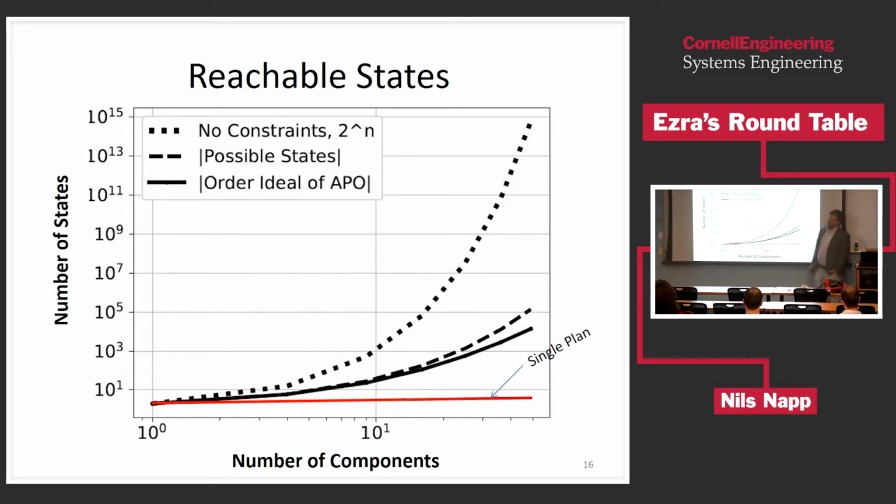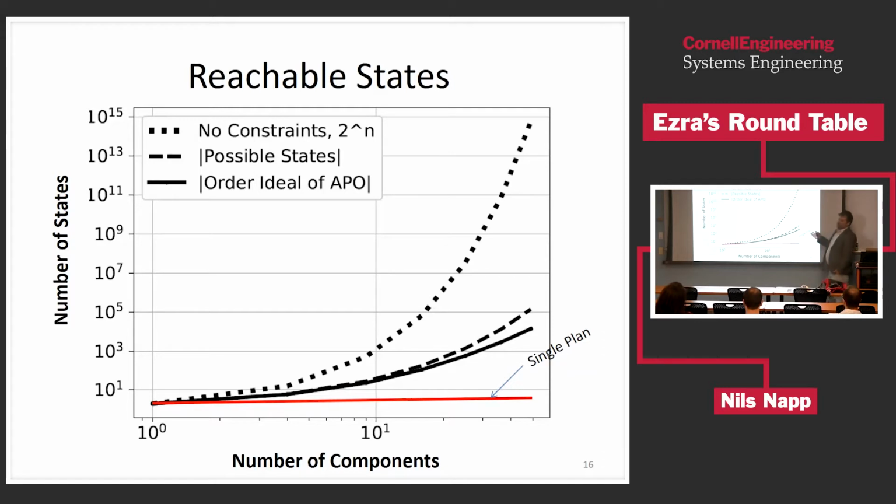The dotted line up here is if there are no assembly order constraints at all, right? If I can have floating bricks, I can put them in any order, then it's just 2 to the n, the number of possible states I can reach. And here in the middle is the number of possible states if I only take into account the physical assembly constraints. And right under it is the number of states that I can reach with this action partial order, which corresponds to the number of states I can reach following this distributed construction algorithm.